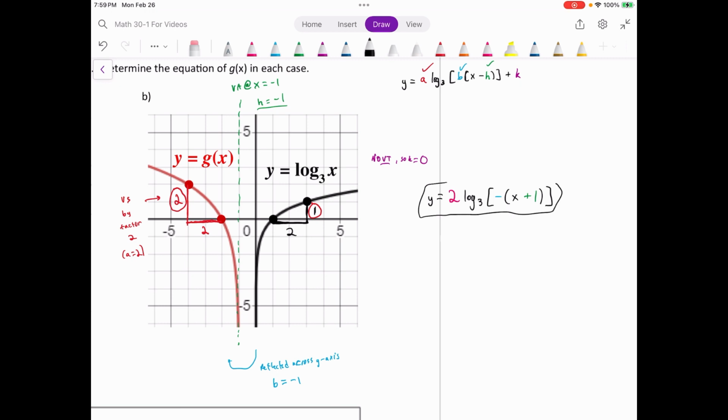That is the equation of this logarithmic function, right? Pretty cool that just based on looking at the graph, we can write its equation by thinking about how it's like this base graph, but having been messed around with in these ways.